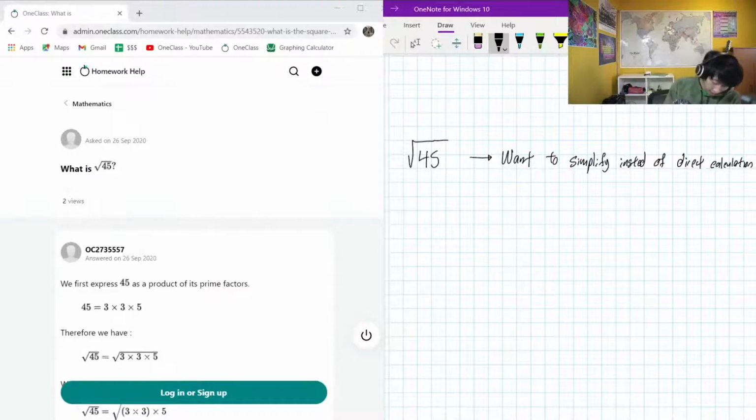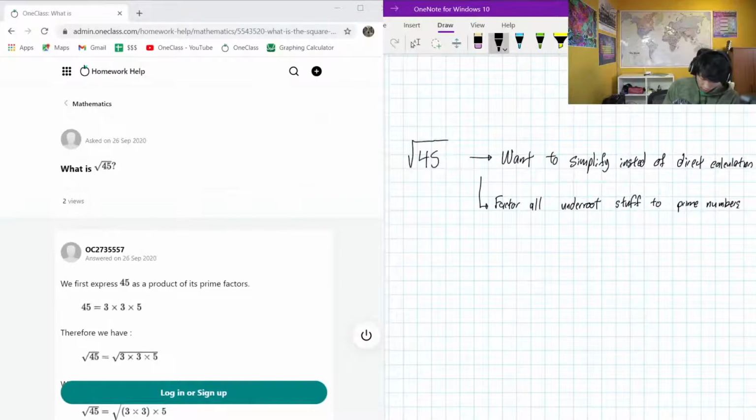So the first step that we want to do is factor all under-root stuff to prime numbers. And then anytime we have duplicates, we want to bring them outside of the root.